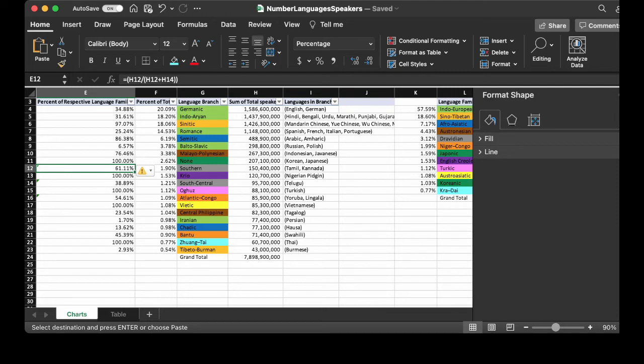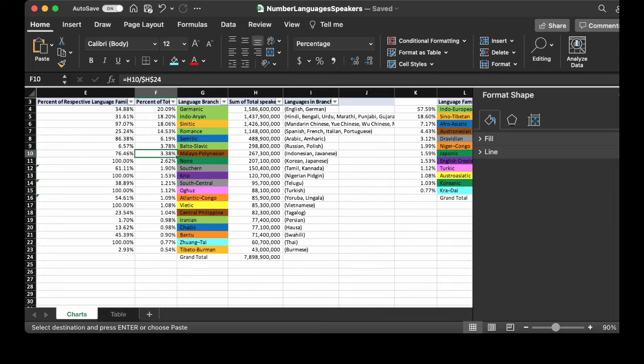Now, as a percentage of total, Germanic has the highest number, at 20.09. Indo-Aryan comes second at 18.20. Sinitic third at 18.06. Romance fourth at 14.53. Semitic next at 6.19. Balto-Slavic is next at 3.78. Malayo-Polynesian follows that at 3.38.